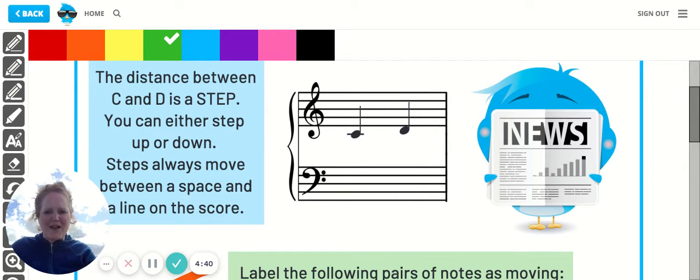So we start with C here. I'll circle it in purple. And this note always hangs out on this little line right below the treble clef staff. So that's middle C. If you find it on your instrument, it's right in the middle of your piano.